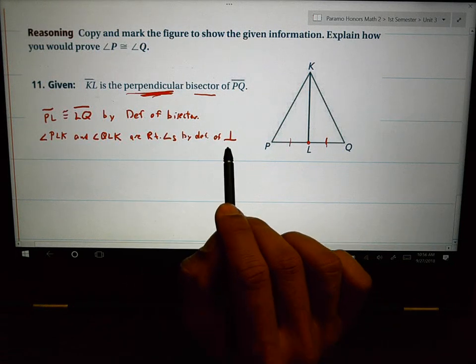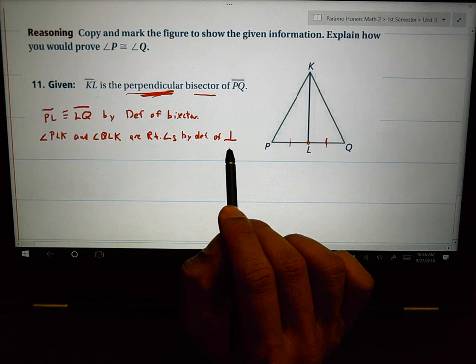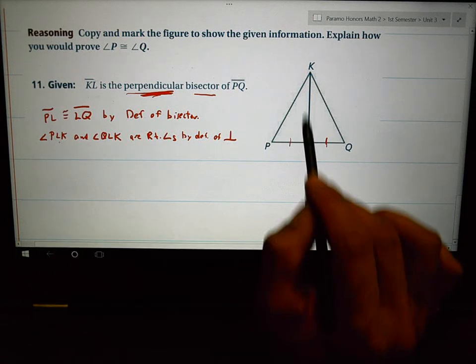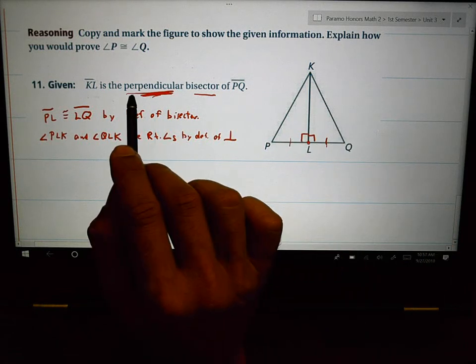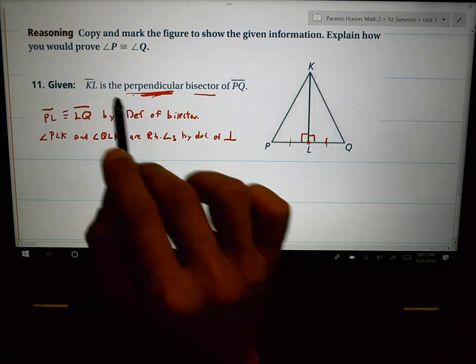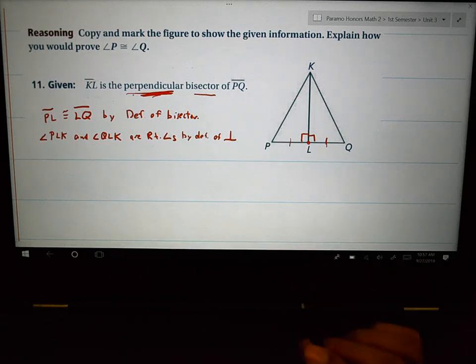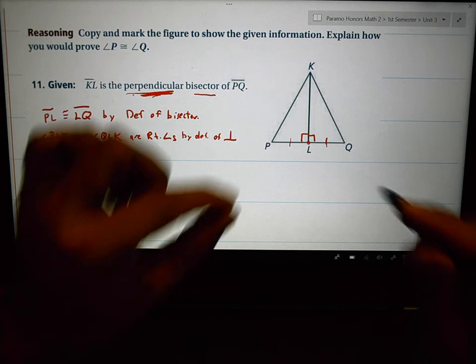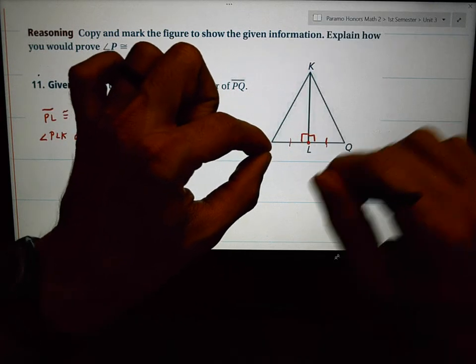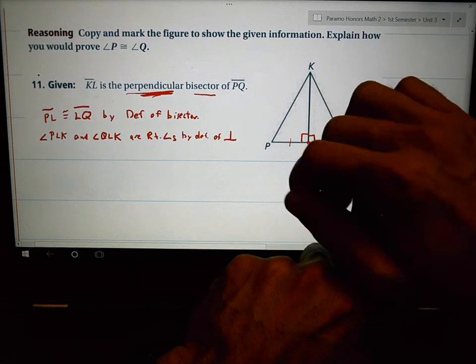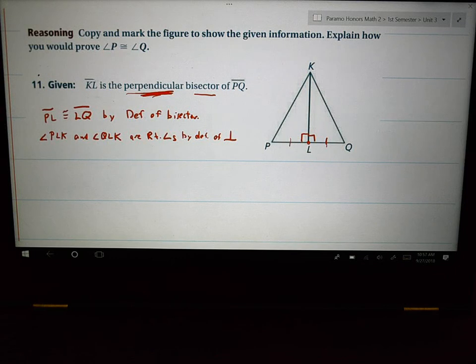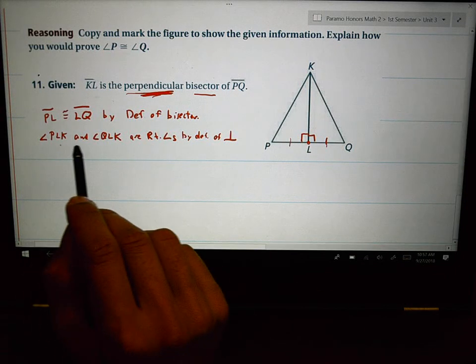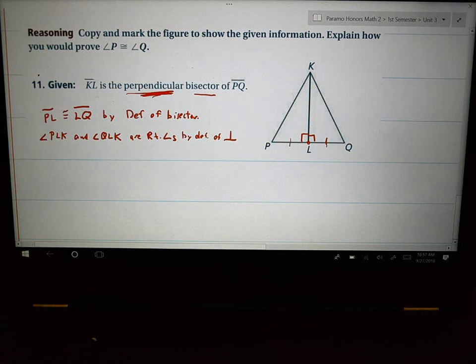But I'll just use it right now. It's a little early, but that's okay. Angle PLK and angle QLK are right angles. Why do I know that they're right angles? Because of the definition of the word perpendicular. KL is a perpendicular bisector of PQ. You learned about perpendicular bisectors in Math 1 or Advanced Math 8. That's where you got a compass and you had to draw a construction, and you drew something through the two arcs. Those were perpendicular bisectors. PLK and QLK are right angles by the definition of the word perpendicular.